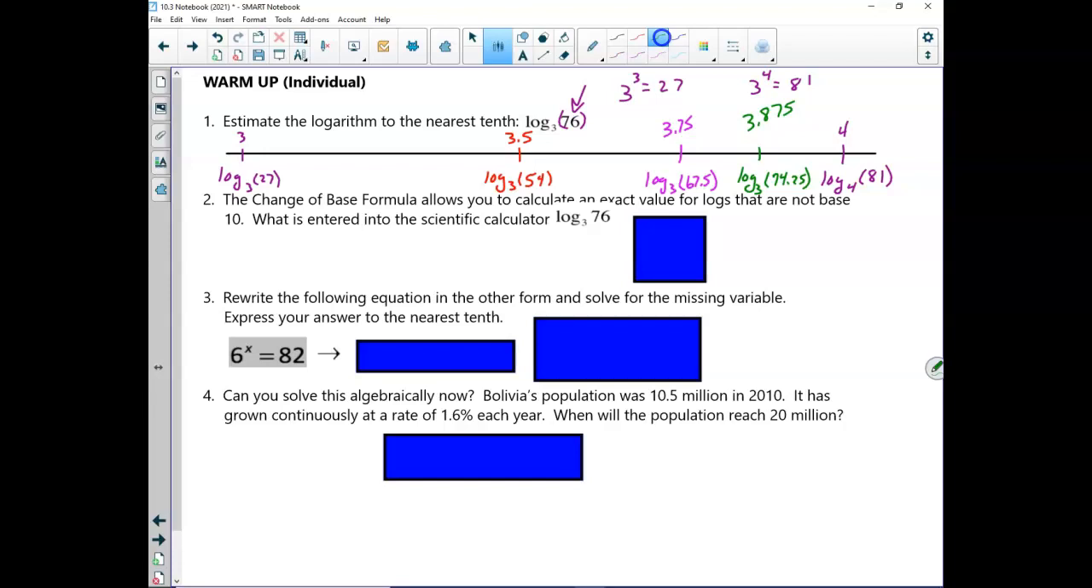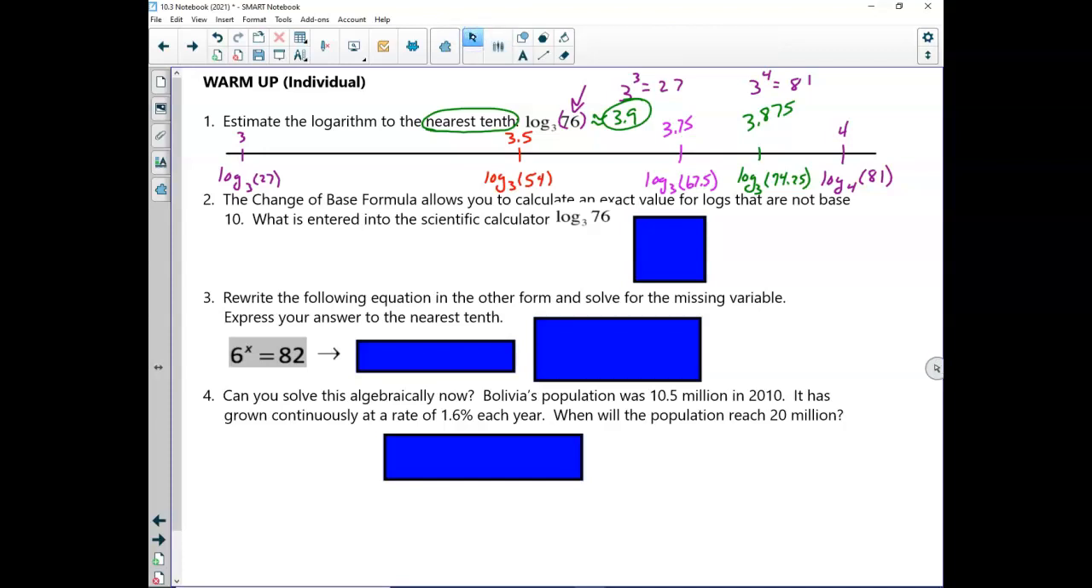74.25, and 76 is still to the right of 74.25, so if I estimate it to the nearest tenth, obviously this is going to have to round up, and I'm going to say this is about 3.9 with the technique of estimating I just used. And that's how we would estimate that little bugger, okay?